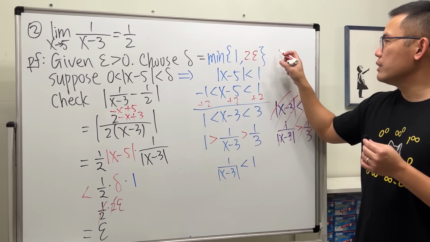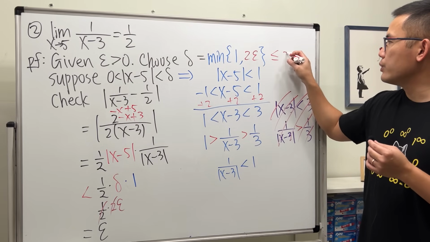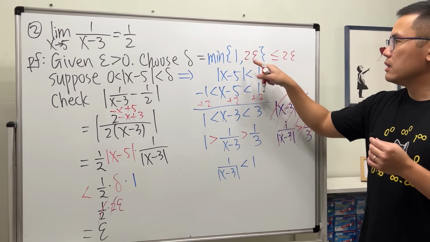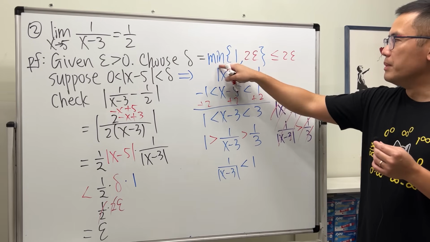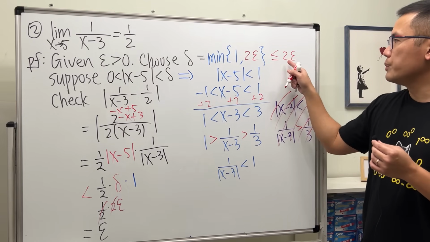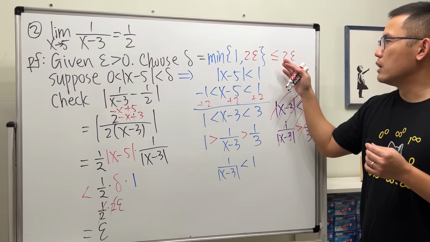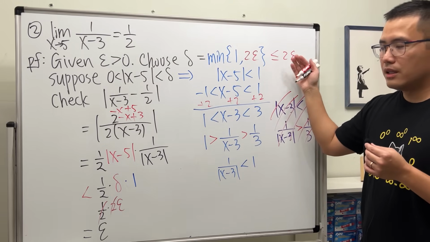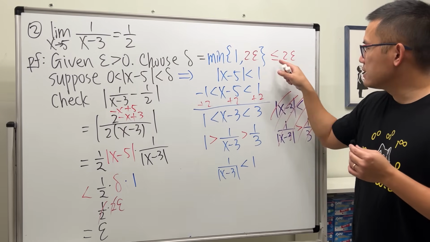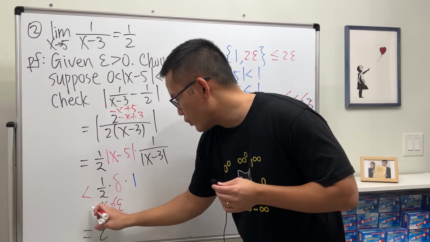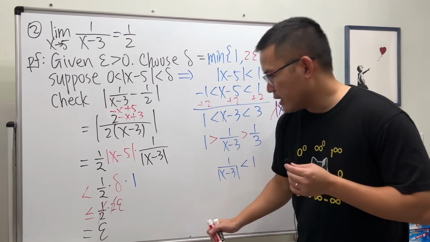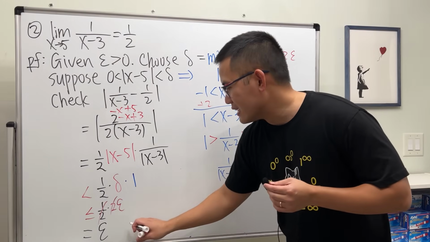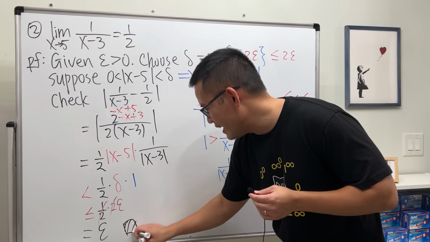But either way, we know this is going to be less than or equal to 2 epsilon. All right? Because it's the minimum of this or that. So either way, it's going to be either equal to 2 epsilon or less than 2 epsilon. So delta is less than or equal to 2 epsilon. Right here, we put down less than or equal to. With all that, we are done. Put a box right here and shade it in.